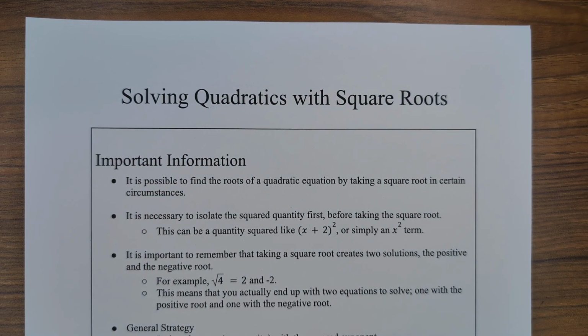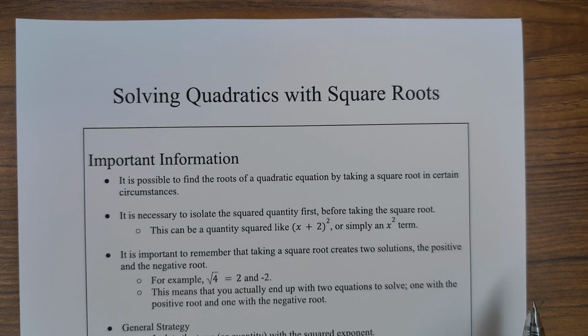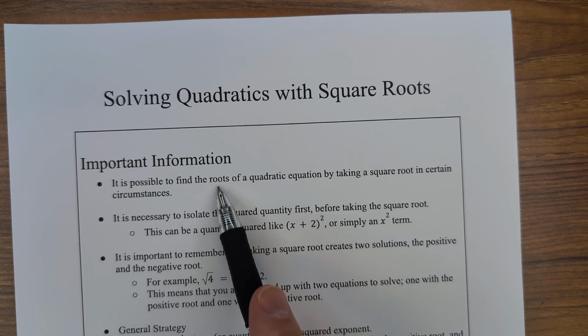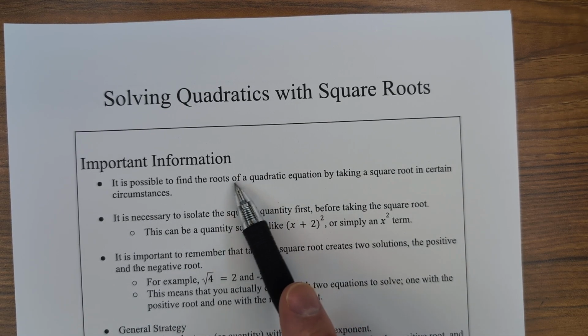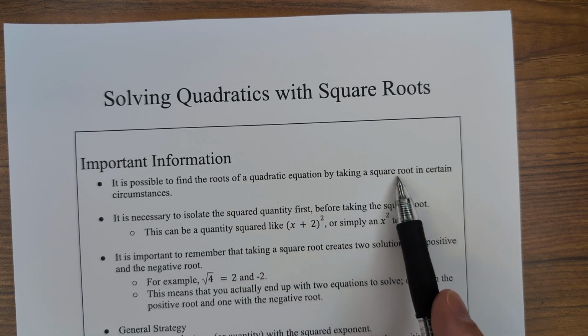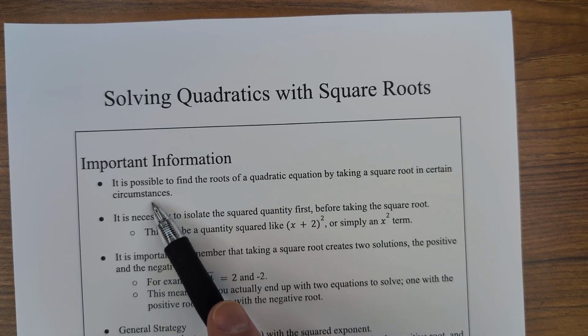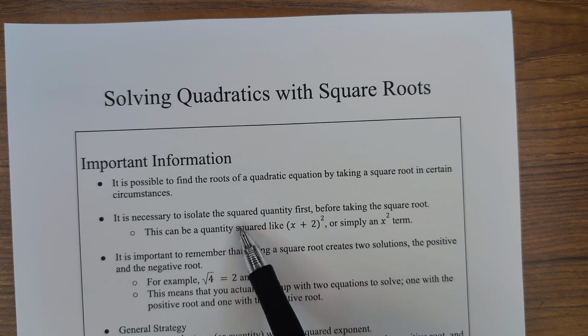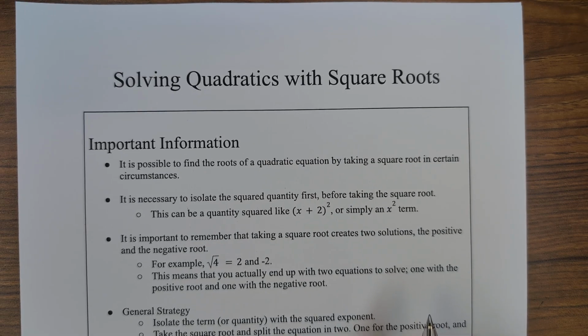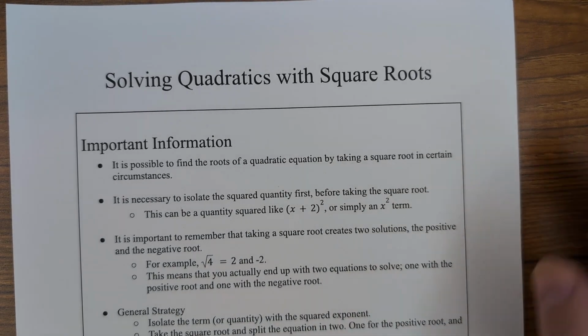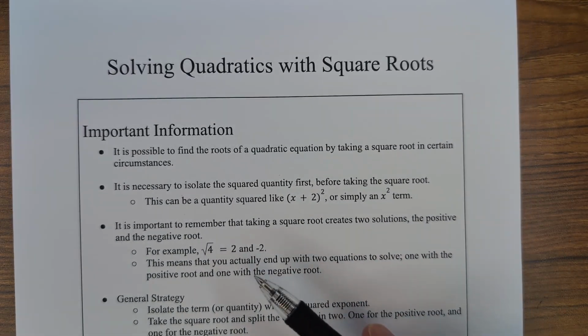All right, here we got the notes for solving quadratics with square roots. So it's possible to find the roots of a quadratic equation. Remember, roots and zeros and x-intercepts are all the same things, by taking the square root in certain circumstances. Typically you want to have the x being squared, or the quantity with the x being squared. If there's any regular x's floating around, it does not work.